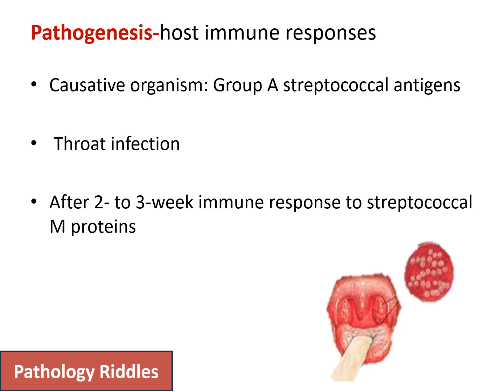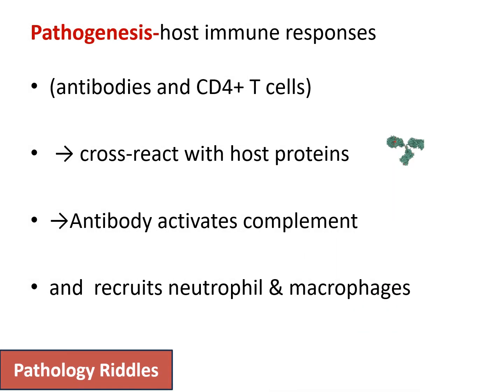So, pathogenesis. Basically all the damage is caused by host immune responses. The causative organism is group A streptococcal infection, which causes antigen formation, usually in throat infections. After 2 to 3 weeks, the immunological response to this streptococcal M protein is what causes the damage. There are antibodies and CD4 plus T cells which cross react with your host protein.